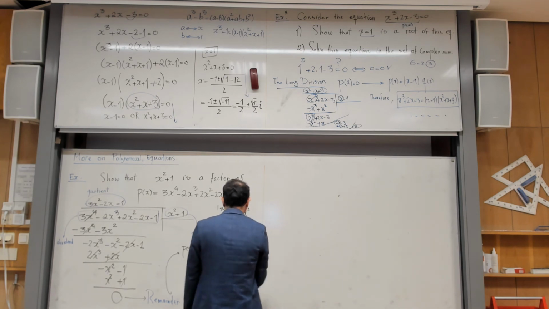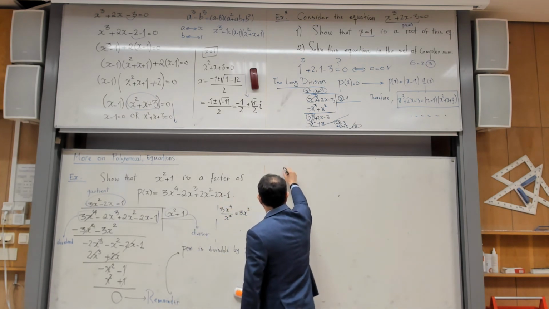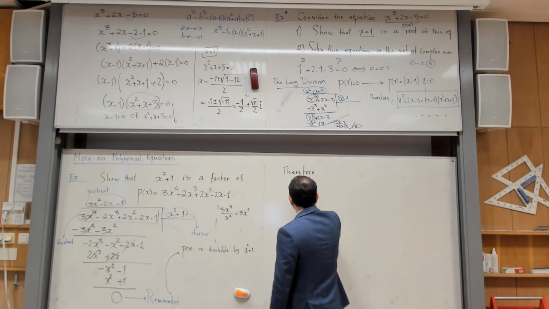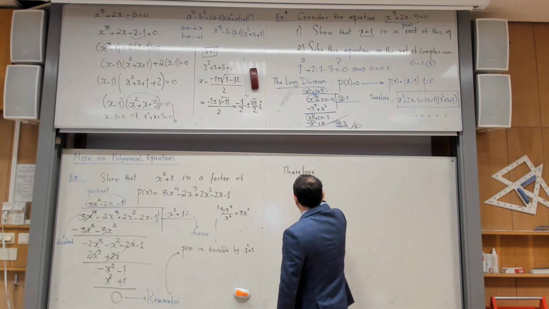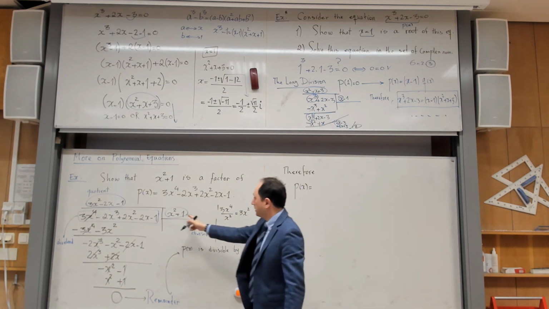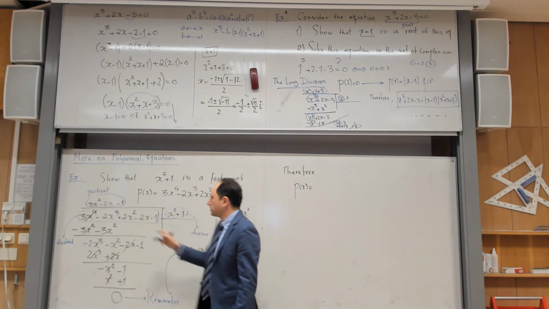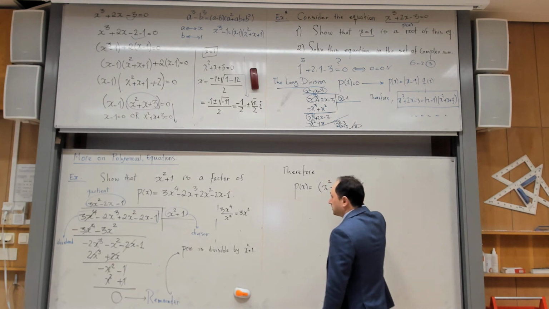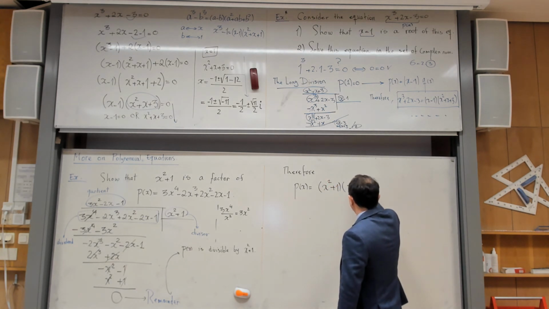So what I do, I would say that, okay, therefore, what is p of x? P of x is equal to x squared plus 1 multiplied by the quotient. So x squared plus 1 multiplied by 3x squared minus 2x minus 1.